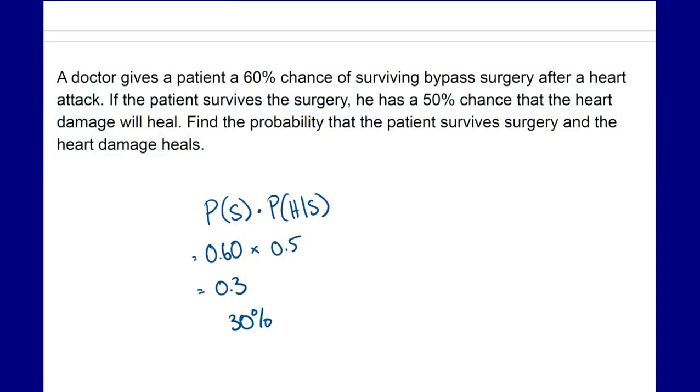This is another example of a conditional probability. The probability of the patient surviving multiplied by the probability that the heart damage heals, given that they survive, is 60% times 50%. We get a 30% chance of them surviving and having the damage healed.